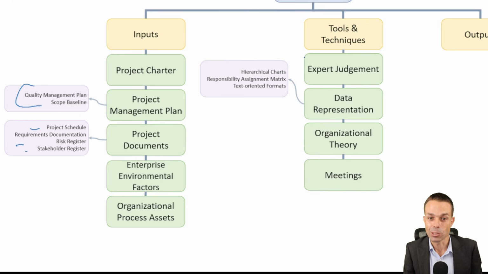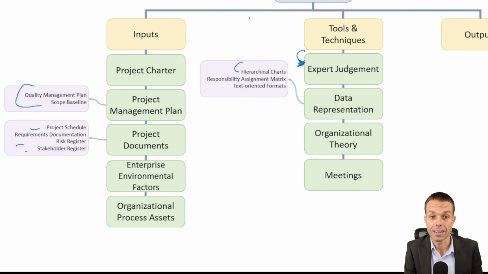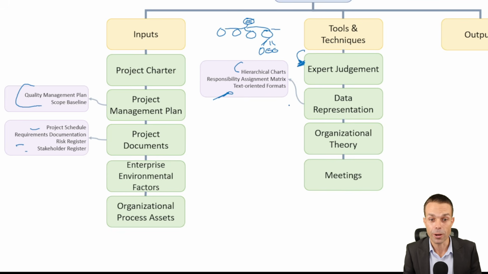And again, expert judgment for the right people at the right time, planning the resources, getting their input and ideas. Data representation, hierarchical charts. We might need a resource breakdown structure. Organizational theory. Oh, now this is amazing. I love this.